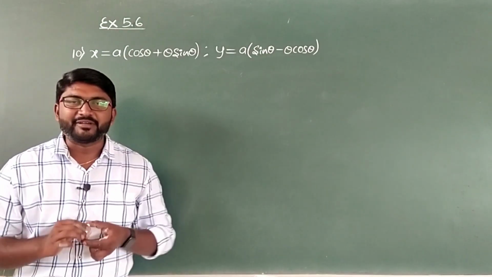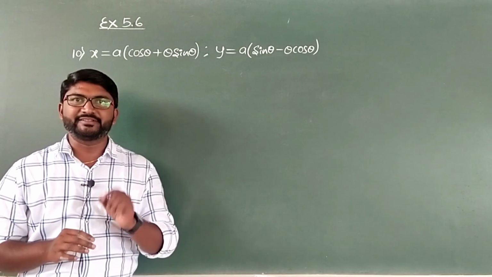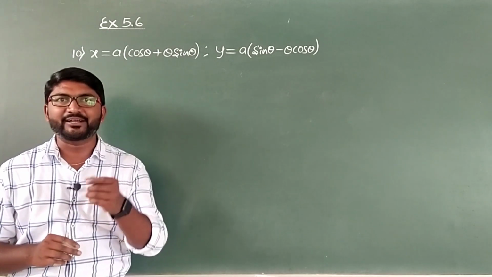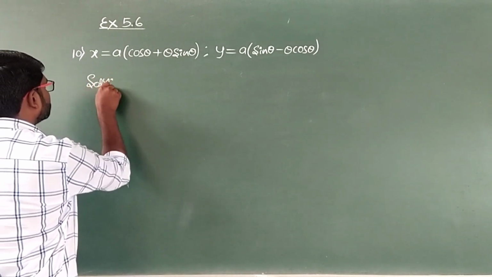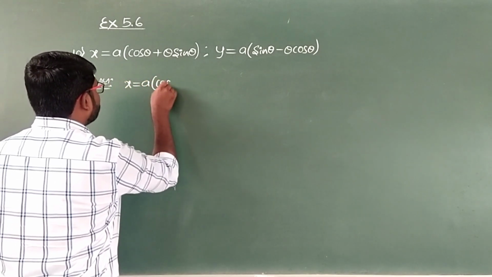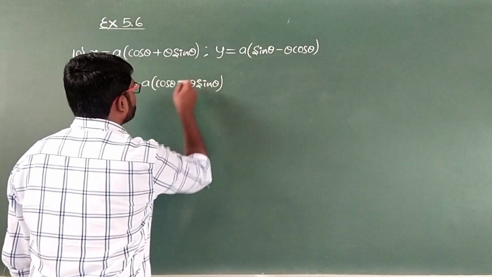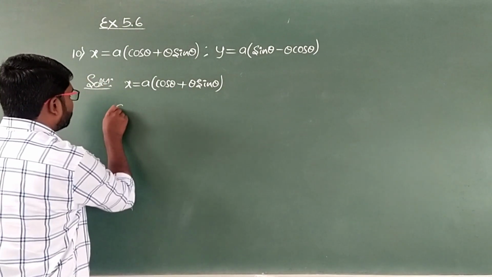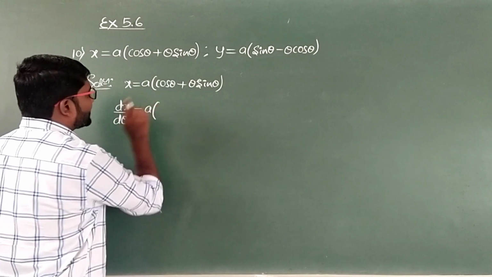Note this down. Well, question number 10: x is equal to a into the bracket cos theta plus theta sin theta, and y is equal to a into the bracket sin theta minus theta cos theta. So let us solve this. x is equal to a into the bracket cos theta plus theta sin theta. Now differentiate both sides with respect to theta. We get dx by d theta equal to a, which is a constant, write it as it is.